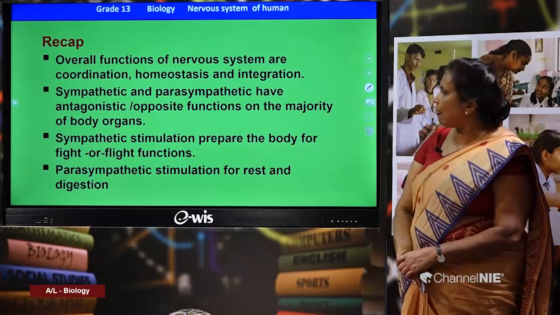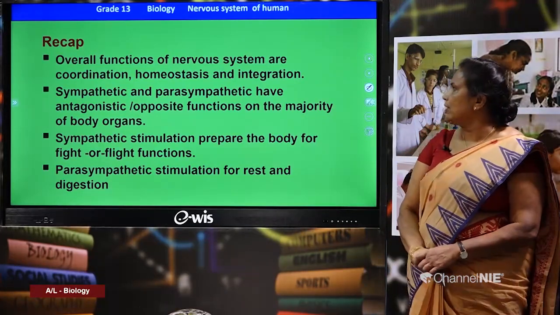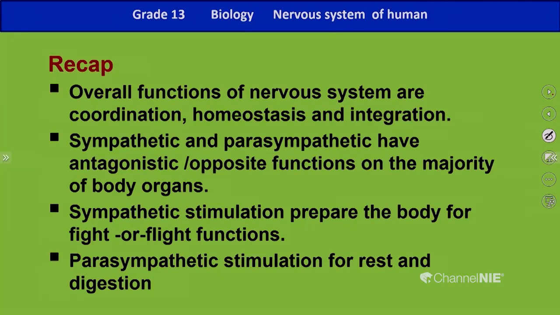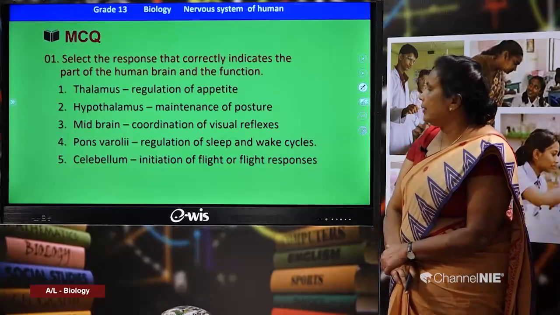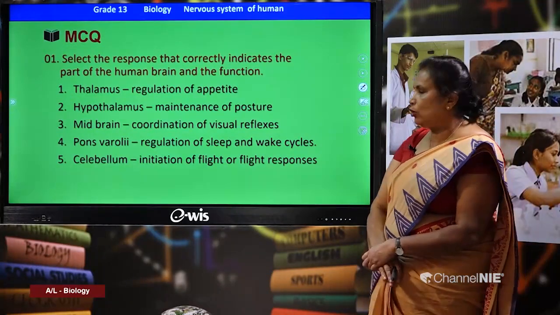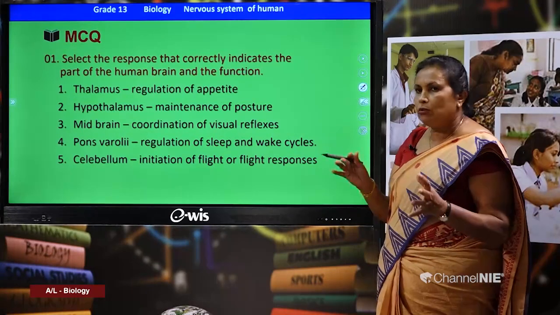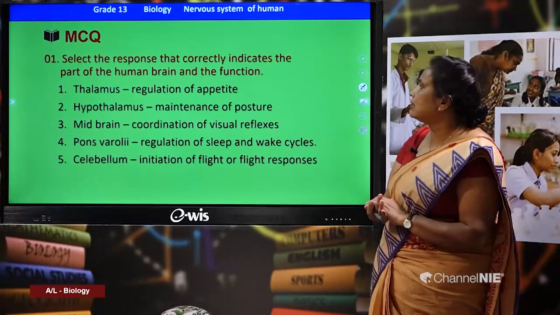So the recap. Overall functions of the nervous system are coordination, homeostasis and integration. Sympathetic and parasympathetic have antagonistic or opposite functions on the majority of the body organs. Sympathetic stimulation prepares the body for fight or flight functions. Parasympathetic stimulation is for rest and digestion. Right, a few questions I prepared for your understanding, to check whether you have understood this lesson.